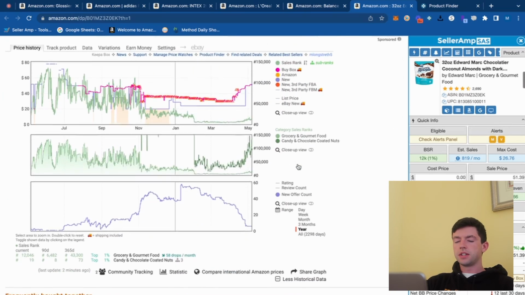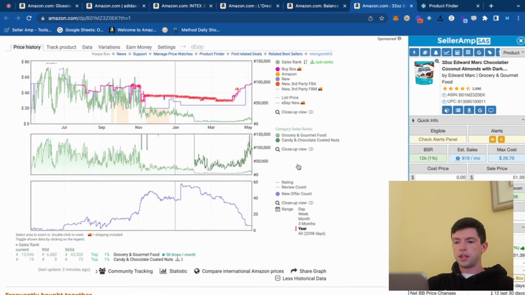So that's the basics of the Keepa charts. If you guys got any questions about that, feel free to let me know. I also do want to give you guys a sneak peek into how Keepa Product Finder works, because I've been learning about it on my own right here.